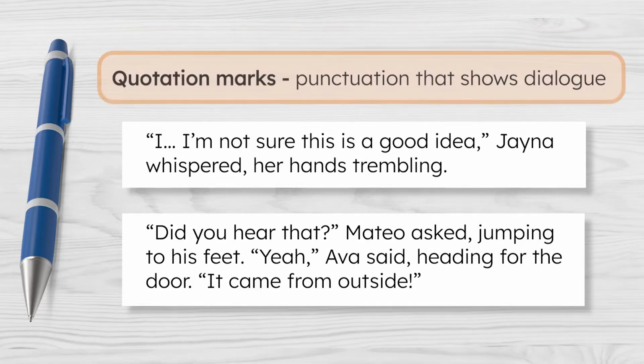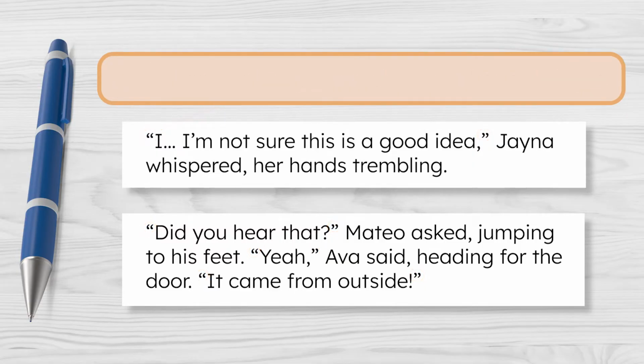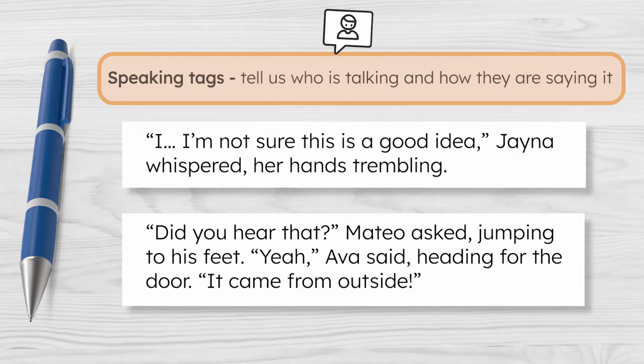Did you notice the quotation marks? They're punctuation marks that show dialogue. They go at the beginning and end of the words the character says. There's also a small phrase called a speaking or dialogue tag that tells us who is talking and how they're saying it. This can come before or after the dialogue.